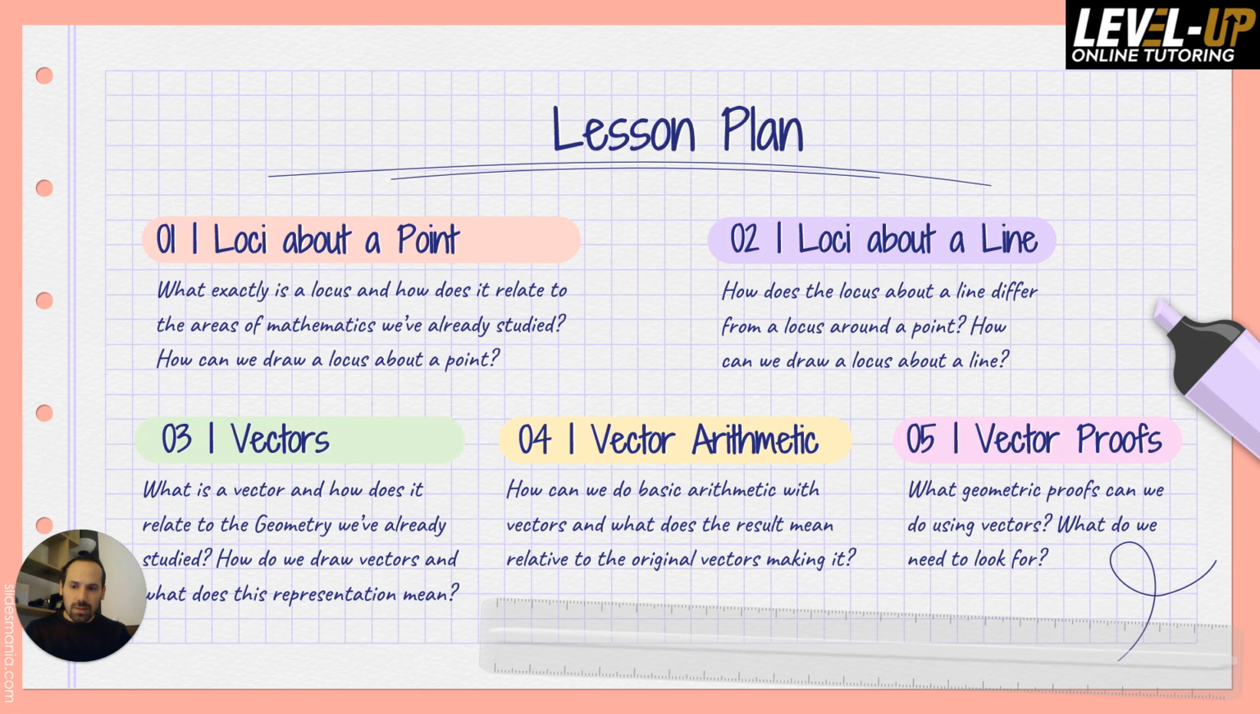So loci around a point. I've mentioned loci, locus, a few times before throughout geometry, so we're going to look in more detail at what that is now. What is a loci, say, around a point, or loci around a line? Just a little bit on loci, and then the main thing we're going to be looking at today is vectors. We're going to look at what a vector is, how we can use them, how we do arithmetic with them, and then how we can prove things using vectors.